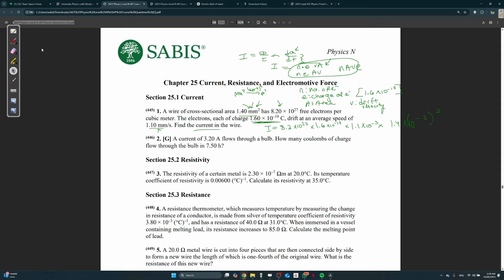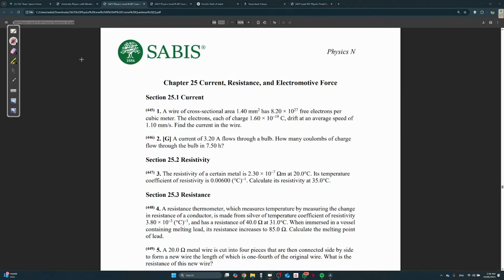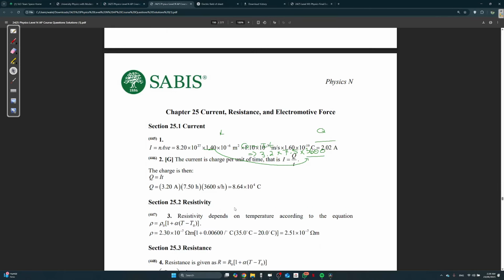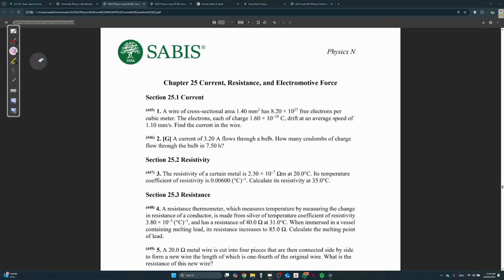Okay, a current of 3.2 amperes flows through a bulb. How many coulombs of charge, Q, in 7.5 hours? This is extremely easy. Q is equal to IT, right? I is equal to Q over T, same thing. So 3.2 times 7.5 times 3600, because it needs to be in seconds. Okay, so you get 8.64 times 10 to the power 4. Very easy.